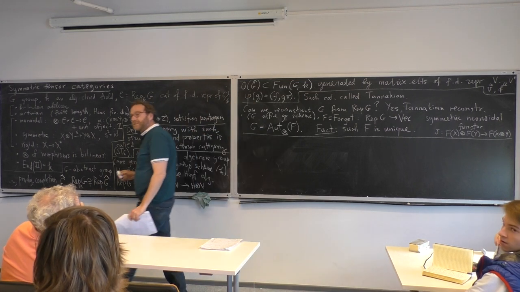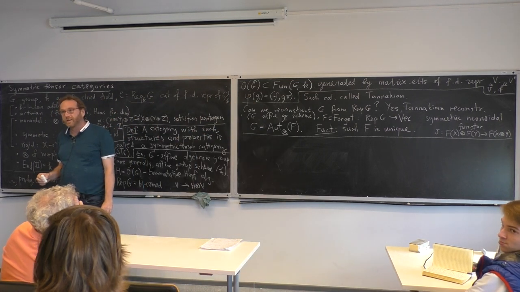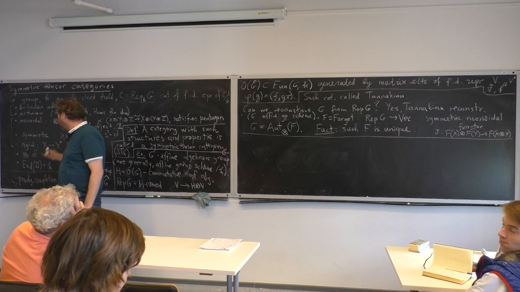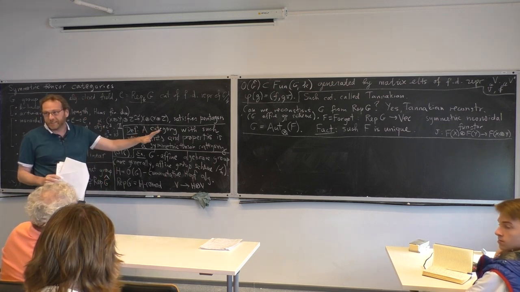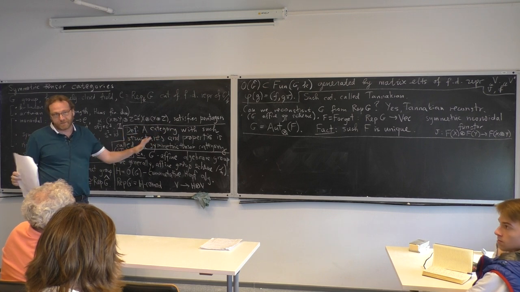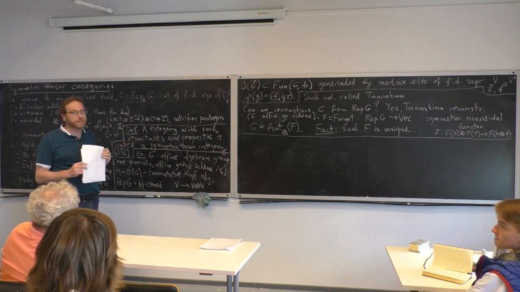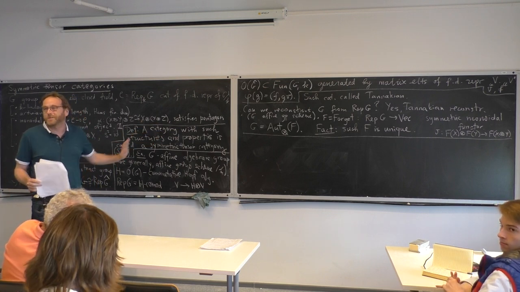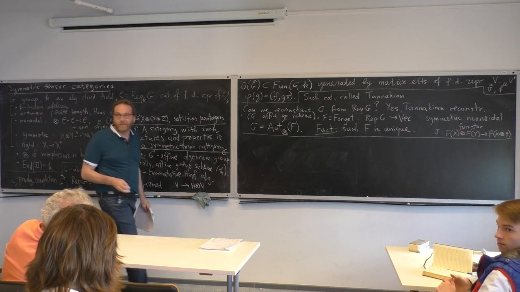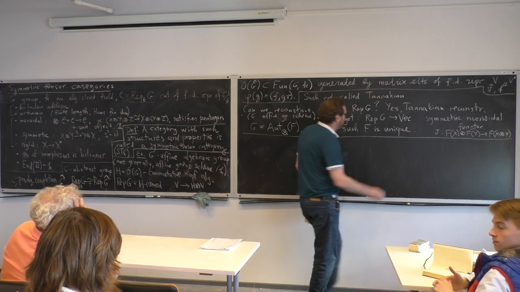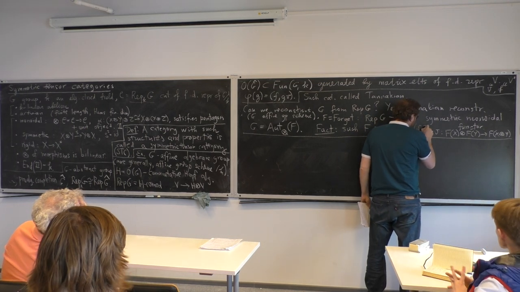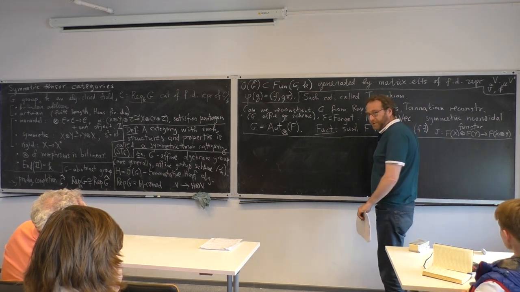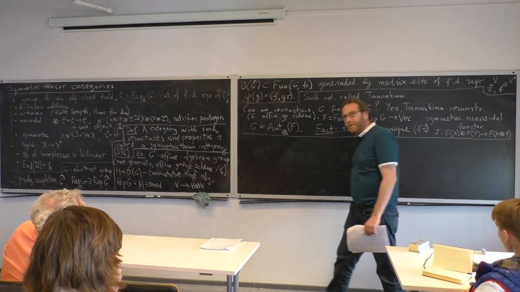For any Tanakian category, this is called a symmetric tensor category. So a Tanakian category is a special case of a symmetric tensor category. There are symmetric tensor categories for which this functor doesn't exist, and that's actually what the talk is about. If it exists, which is the case if a category comes this way.